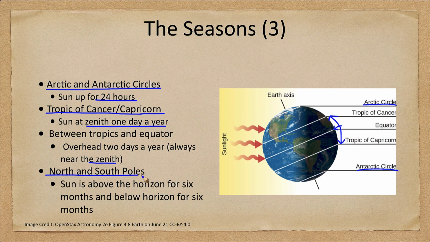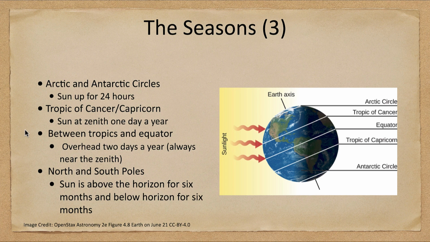Now, if you actually go to the North or South Pole, then the sun is above the horizon for 6 months and below the horizon for 6 months. So for the North Pole, the sun would rise on March 21st and would set 6 months later. And it would be constantly up. You would have sunlight for that entire time. Antarctic, the same thing, except when the sun sets at the North Pole, the South Pole would then see the sun rise and remain above the horizon for 6 months.